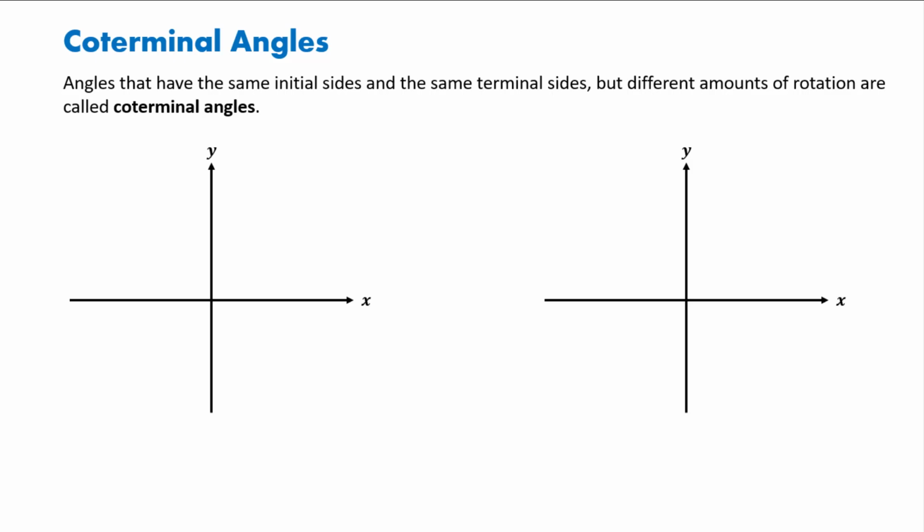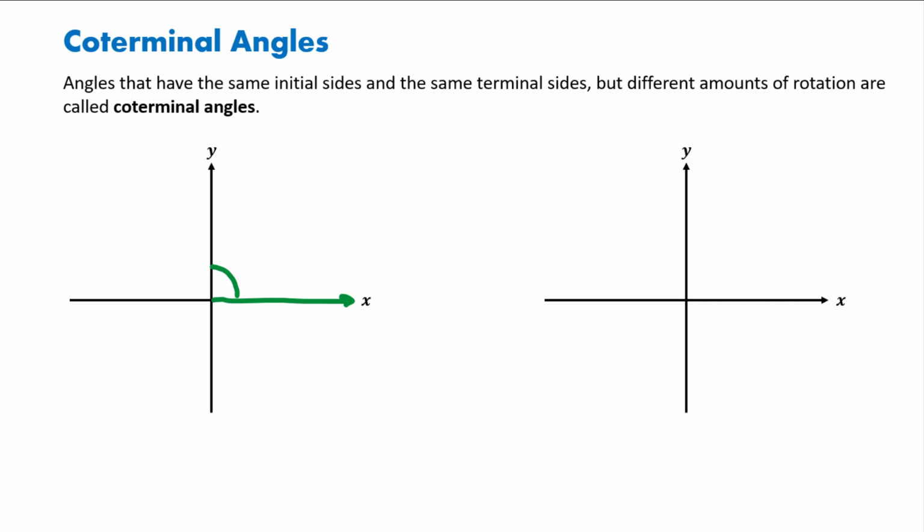So let's pick an angle. Let's say an angle that measures 110 degrees. So I'm going to place its initial side at the positive x-axis, then 110. How far do I rotate? I'll have to go up to 90.